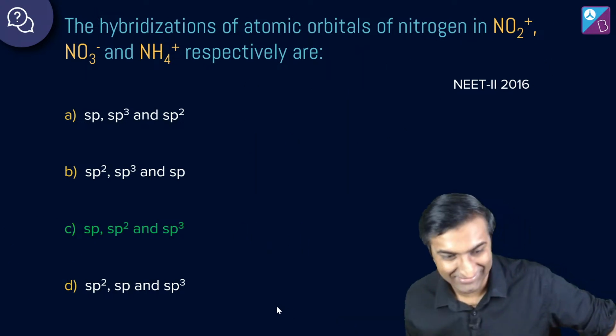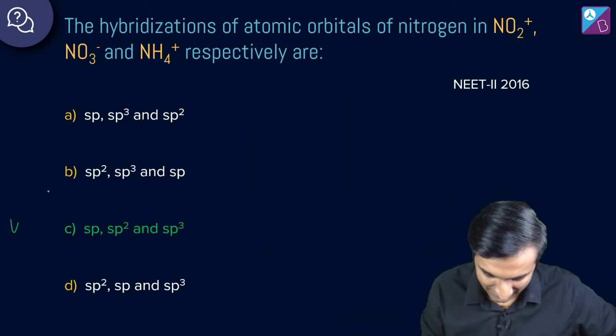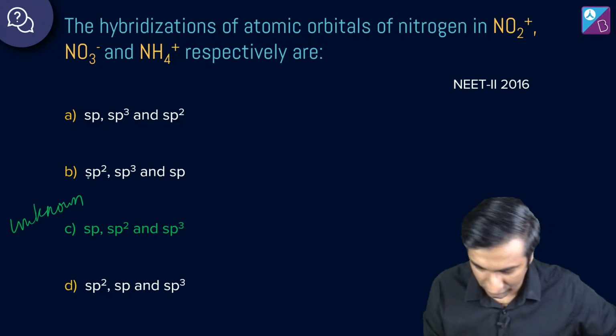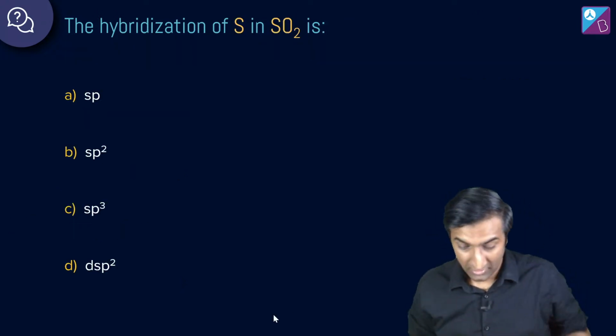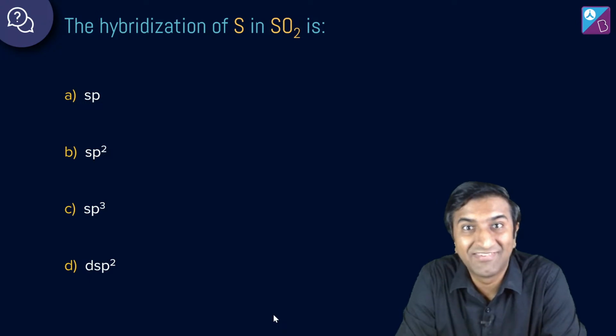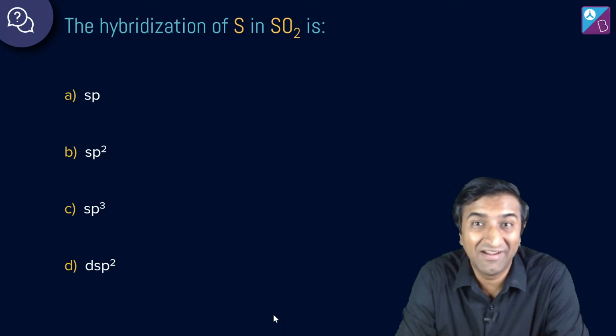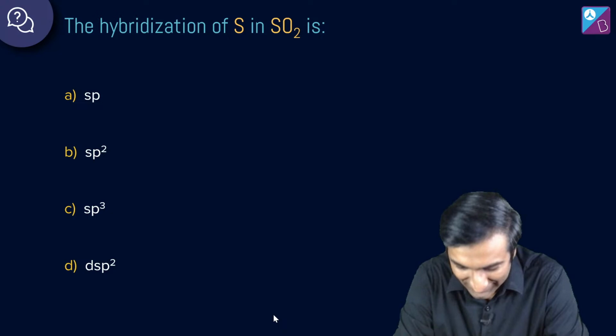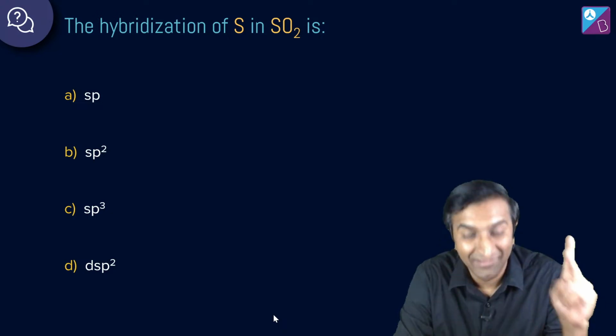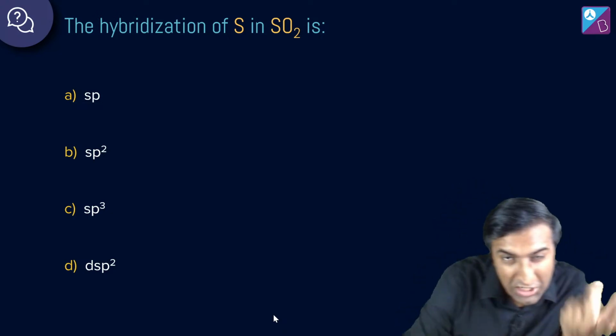Good job. आसान था सवाल. Excellent work. Good going. Another one. The hybridization of S. ये वाला है interesting. The hybridization of S in SO2 is sp, sp2, sp3, dsp2.